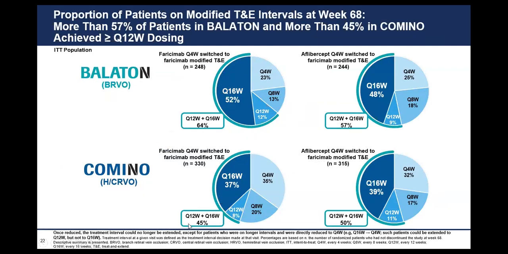On the Comino side, there's more ischemic process going on here. 3 monthly, 4 monthly, 45%. Here, aflibercept had the day, somewhat. Q12, every 3 months and 4 months, slightly more on the side that was loaded with aflibercept.